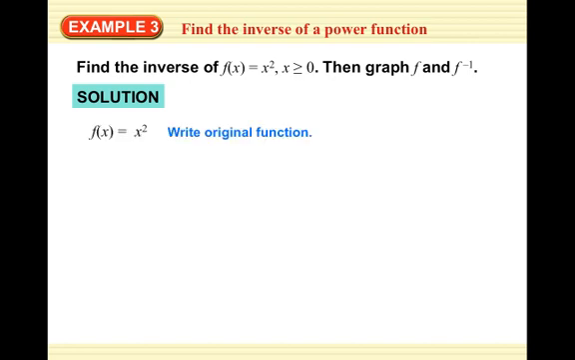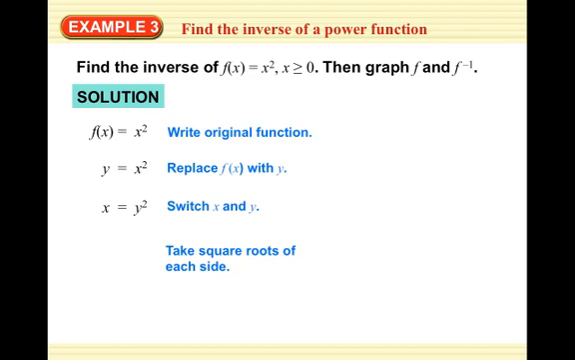So we've got f of x equals x squared. We're going to replace f of x with y just because it makes it easier while we're finding the inverse. So we've got y equals x squared. Now we're going to switch x and y. So we're going to have x equals y squared, and we're going to solve for y.